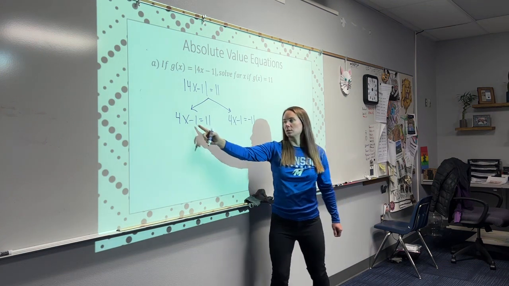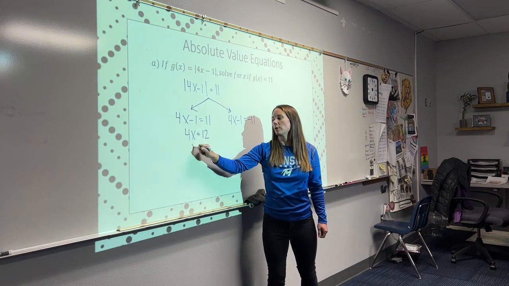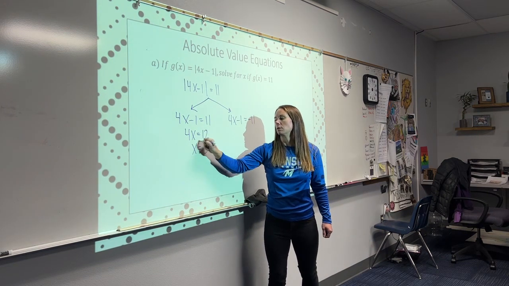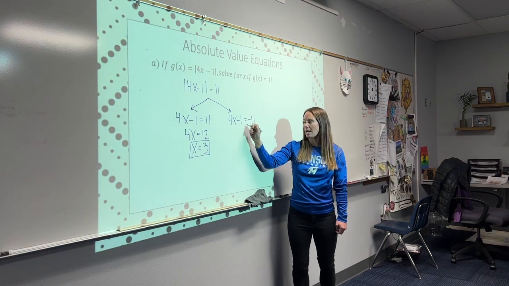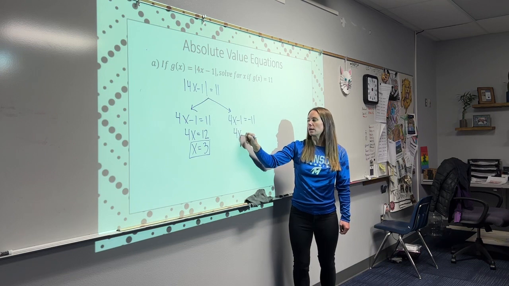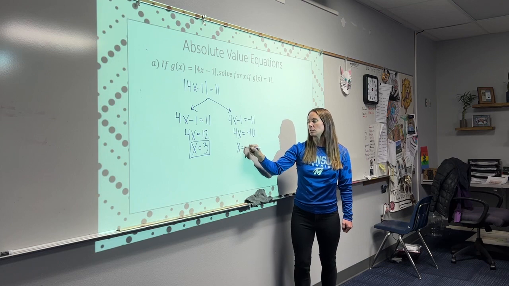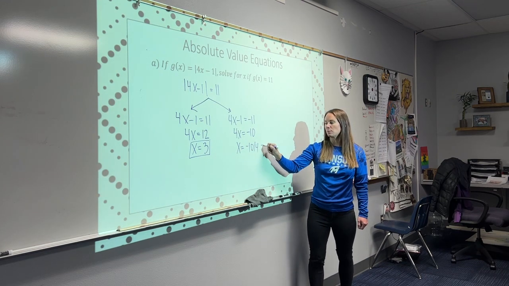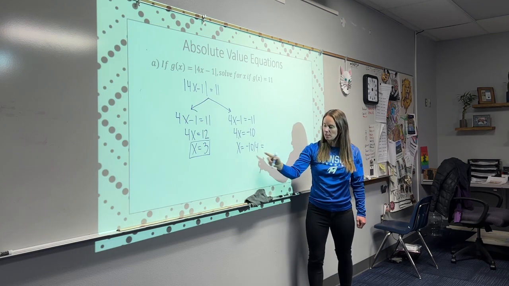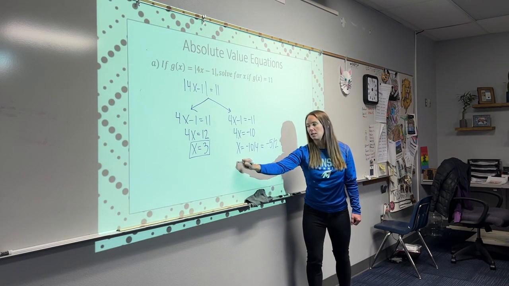All right, so we're going to add 1 to this side. We get 4x equals 12. Divide by 4, and x equals 3. Okay, next one here, we add 1. That gives me 4x equals negative 10. Divide by 4, and I get x equals negative 10 over 4. And I can simplify that by dividing both of these numbers by what? 2. What does that reduce to? Negative 5 over 2. And that's my second answer.